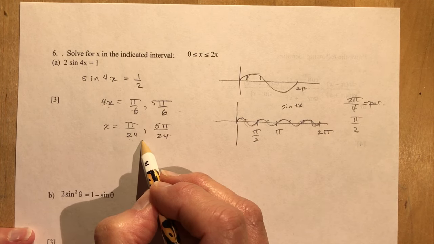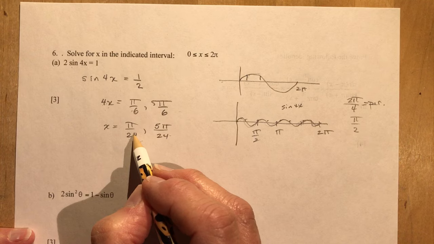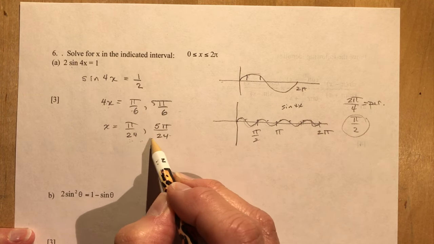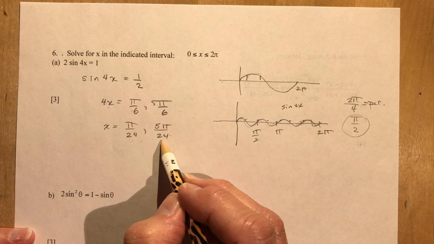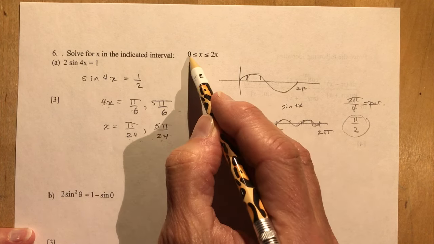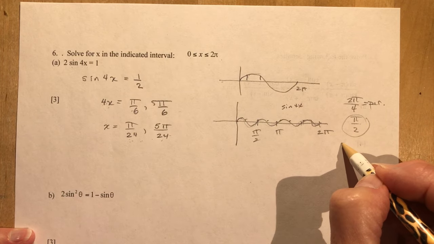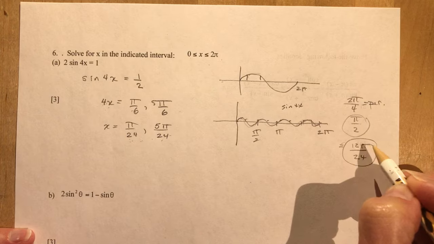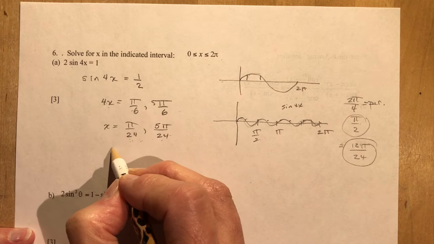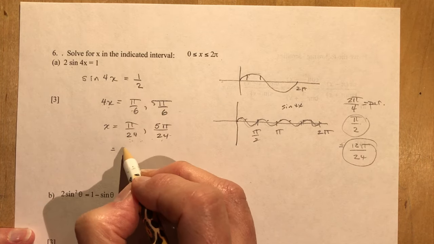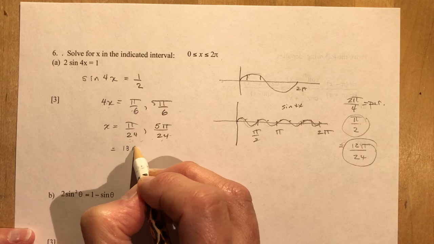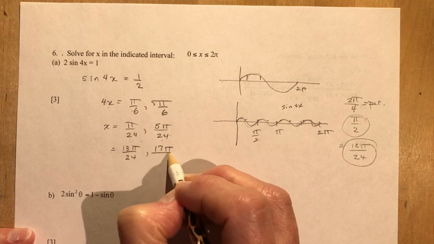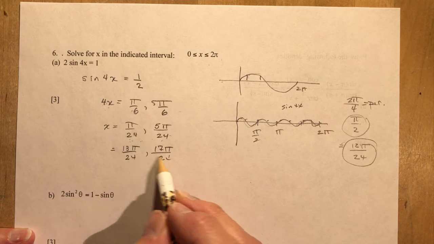I have 2 of them. So what I want to do is just start adding the period, which is pi over 2, to each of these until I hit 48 over 24. Don't go over it because it's between 0 and 2 pi. So pi over 2, that's the same as 12 pi over 24. Get the same denominator so you can add them easily. So x is going to be, just add, 13 pi over 24, and 12 more is 17 pi over 24. Okay, that's not even to 1 pi yet.